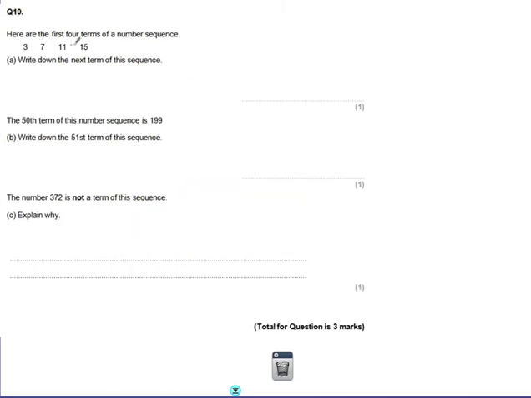Question 10, here's the first 4 terms of a number sequence. Write down the next term of the sequence. Well, we're adding 4 each time, so the next term is 15 plus 4, which is 19. The 50th term of the sequence is 199, write down the 51st term of the sequence. Well, the 50th term is 199, the next term we have to add 4, which is 203.